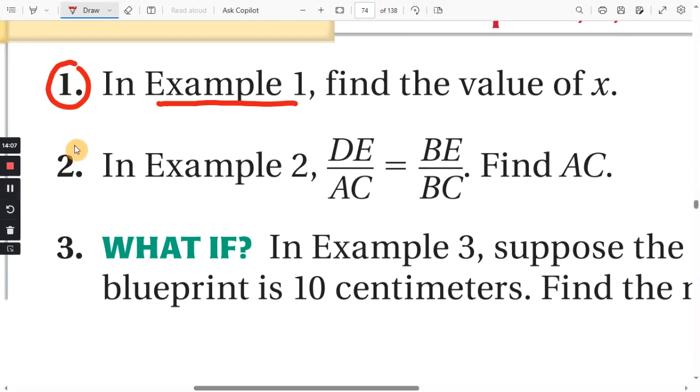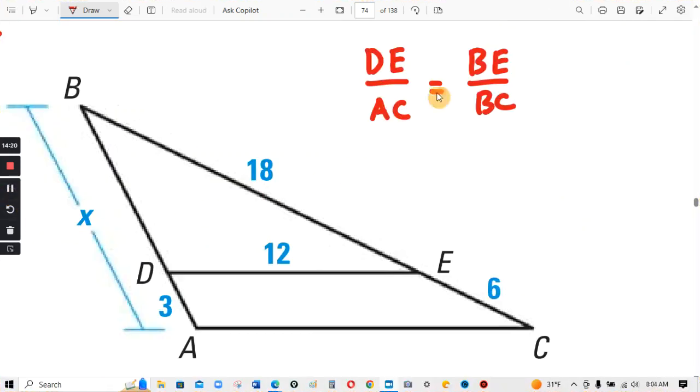Number 2, in example 2, DE over AC equals BE over BC. Find AC. Okay, let's go to example 2 and I'll write this on by the diagram. So this was given here and they want us to find AC.